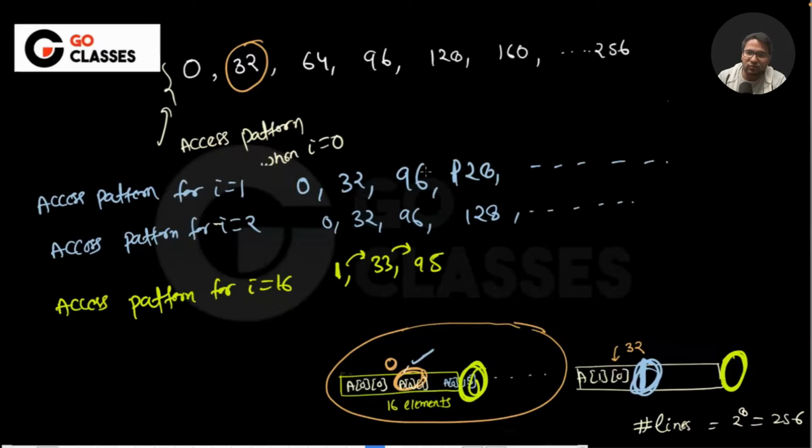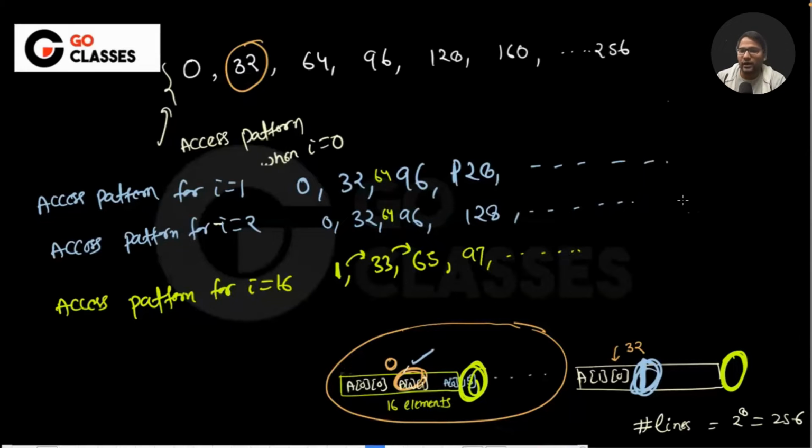This is 32. Sorry, I think here by mistake I have written 96. This will be 65, and I should have written 64 also. This is 65 and then 97 and so on. Understood. Anyway, I don't want to go that far, but I'm just telling you something.